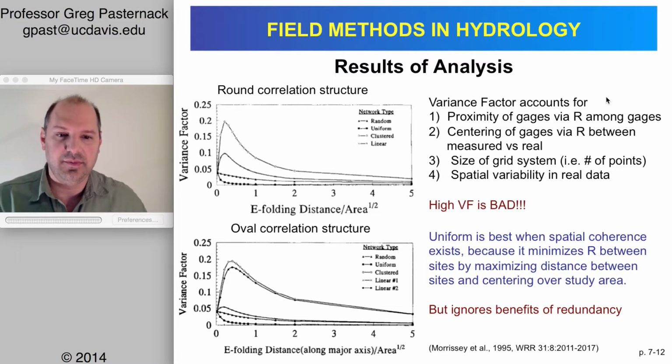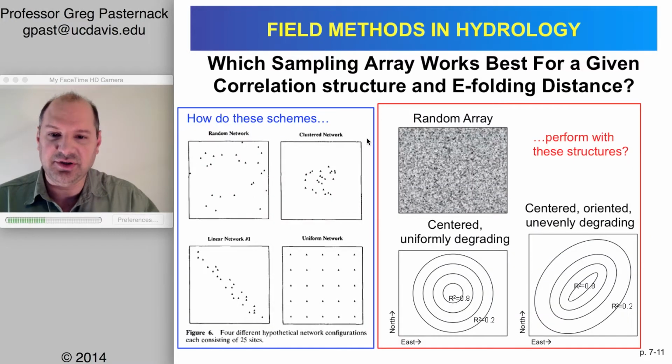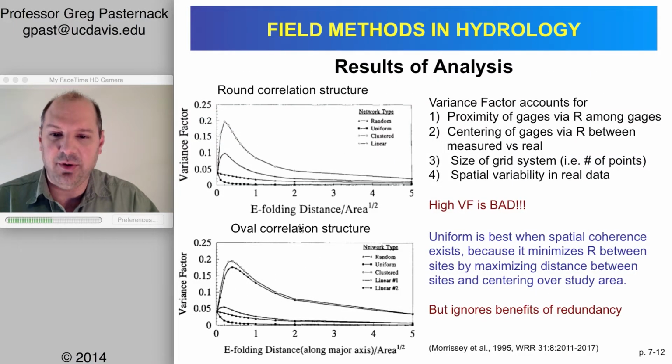What you can see here is if we start with the round correlation structure, let's just look at one example. The thing with the open circles, which shows the highest variance factor, and high variance factor is bad, is the clustered example. The clustered, that's just here where we have a dense network of points or observations that's missing a lot of area unsampled.